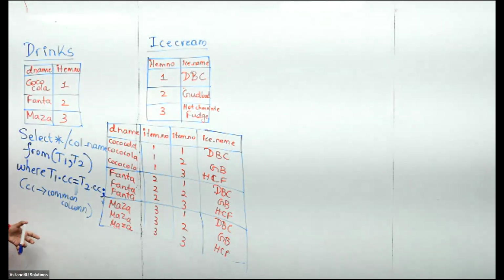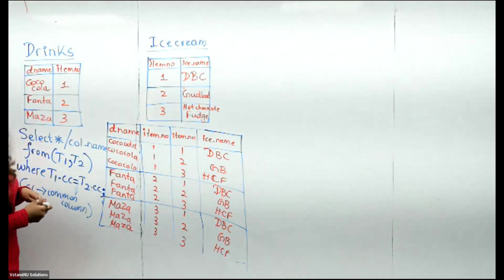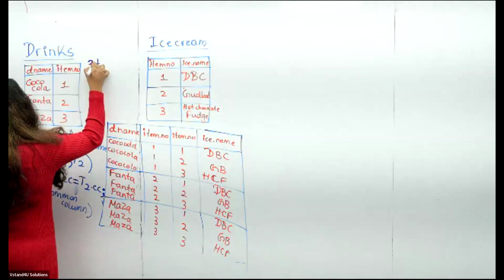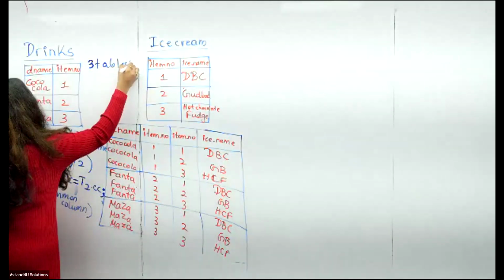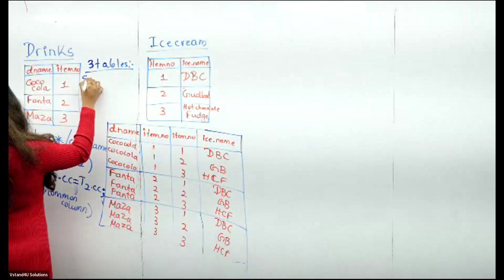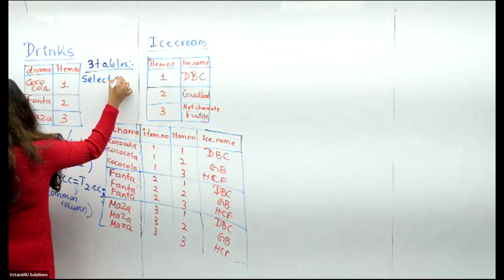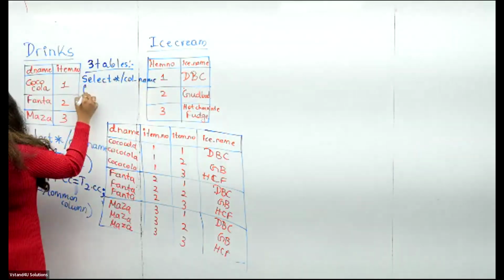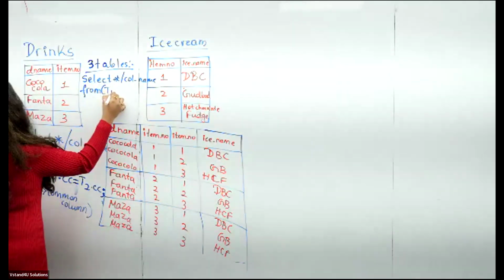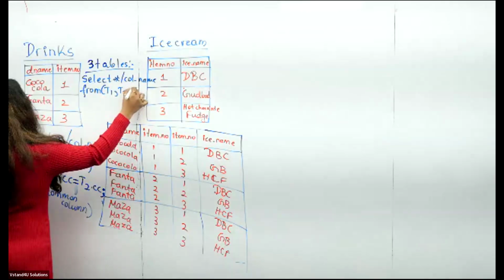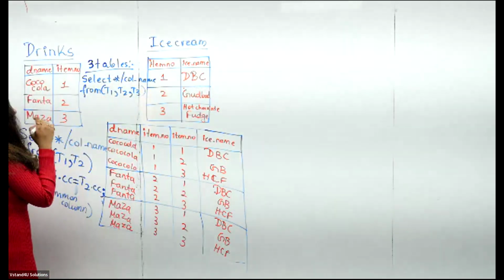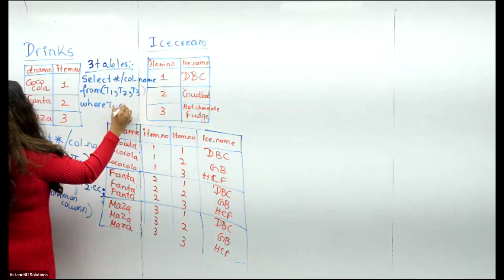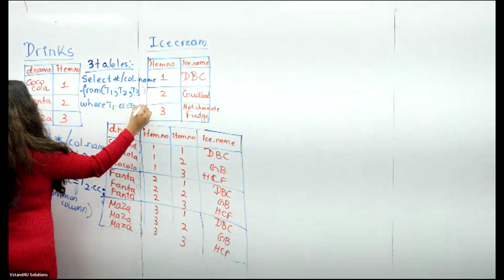You want me to write it? Okay, I'll write. So now, if 3 tables are given, how will you write? You will write select star or column name from how many tables you want now? T1, T2, T3. Yes or no? Now, where T1.cc is equals to T2.cc.